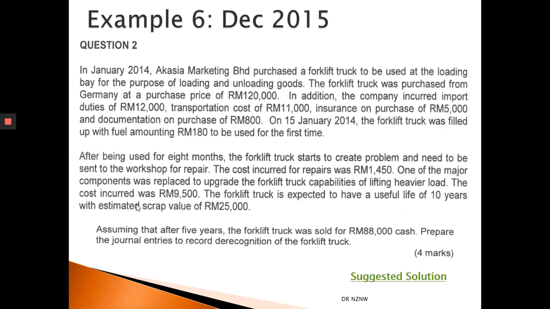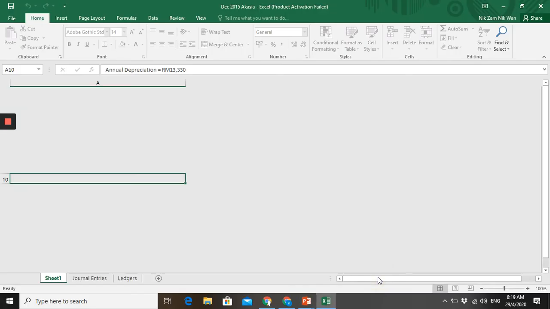In order for you to find the calculation, you should refer to the exercise that you already completed in part 1. So here we are just focusing on the derecognition part. Assume after 5 years a forklift truck was sold for 88,000 cash. Prepare the journal entry to record the derecognition of the forklift. So how should we look into this example?